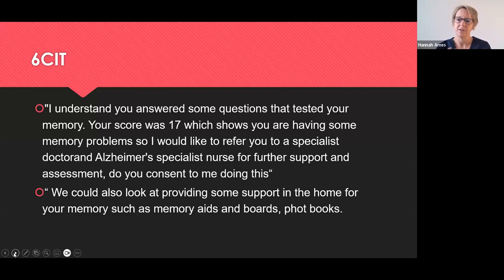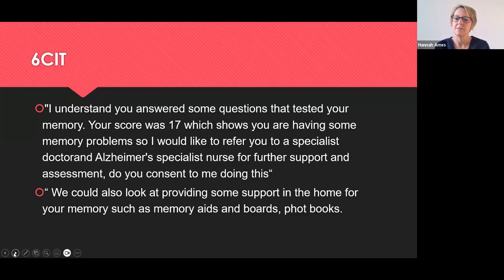So we've done our A3, we've done our NEWS2, we've added up our 6CIT, and now we're going to discuss it with the patient. Again, it doesn't matter how you phrase it, but think about your communication, being compassionate, and making sure your communication can be understood by the patient. So I might say something such as, I understand you answered some questions that tested your memory yesterday. So I've added up your score, which was 17, and it shows you are having some significant memory problems. So I'd like to refer you to the specialist doctor and the Alzheimer's specialist nurse, so we can provide further support and assessment.